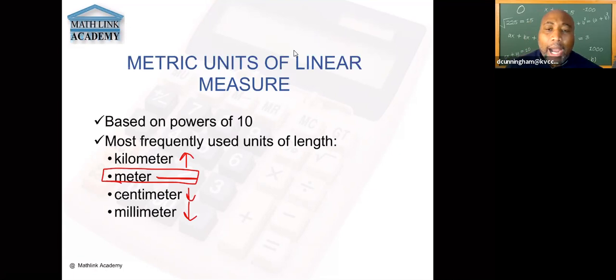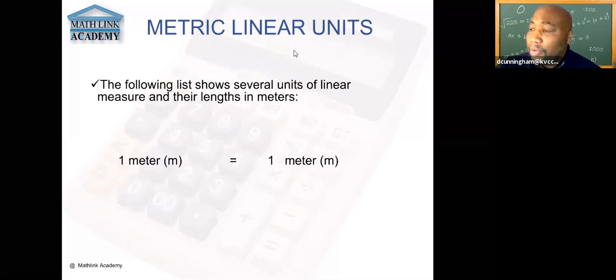And so we're going to talk about how we look at this base 10 and how we understand how these particular units work for the metric system. Again, 1 meter equals 1 meter. Okay, we're going to use that as the middle. So again, if you know the meter is the middle person, or the middle link to all the units that we have for linear measure, this will help you out.